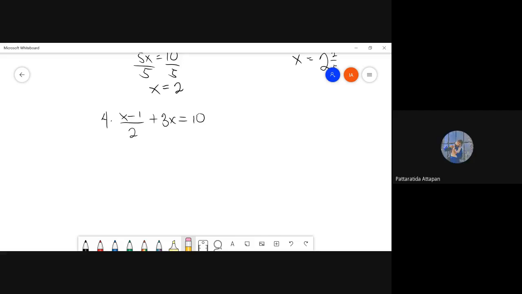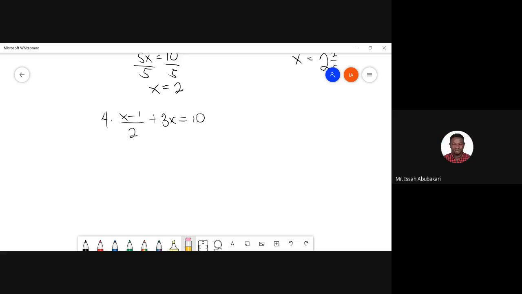Teacher, I didn't listen to it. What would be the LCM? Teacher, please help Pataratida? Okay. So now you agree that our denominator is 2, right? So what would be the LCM?